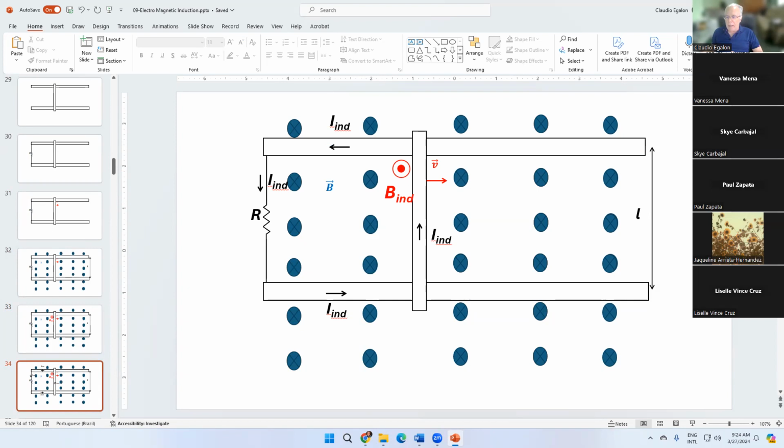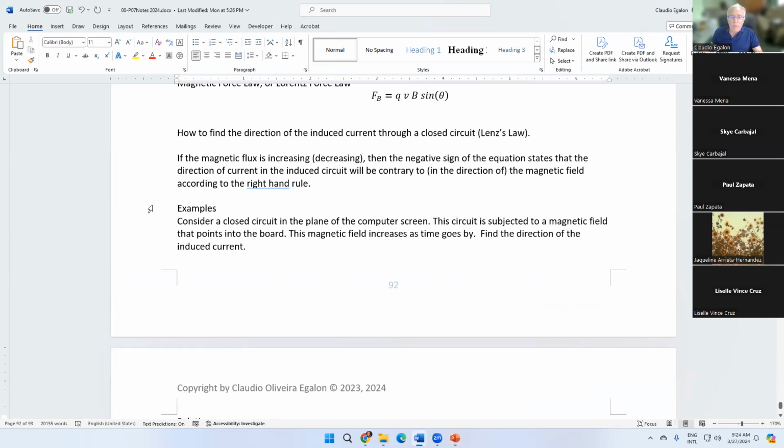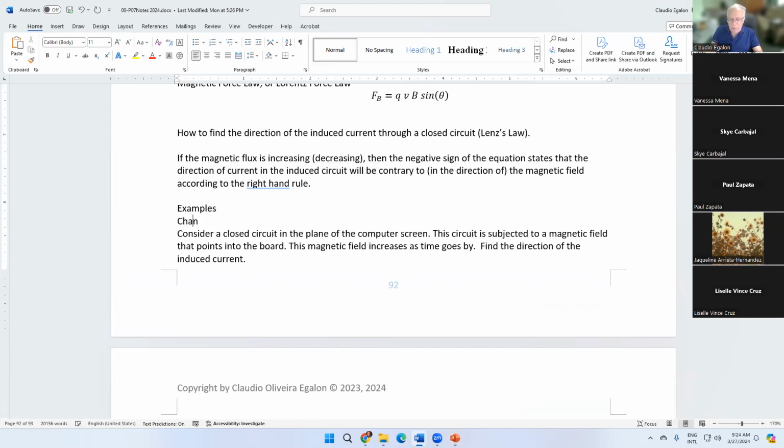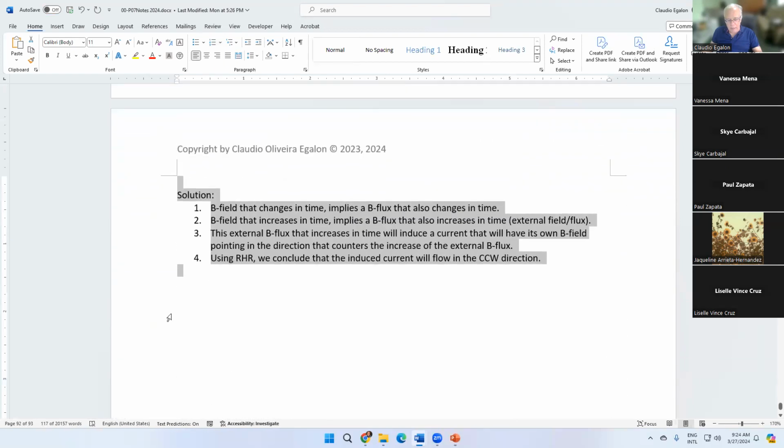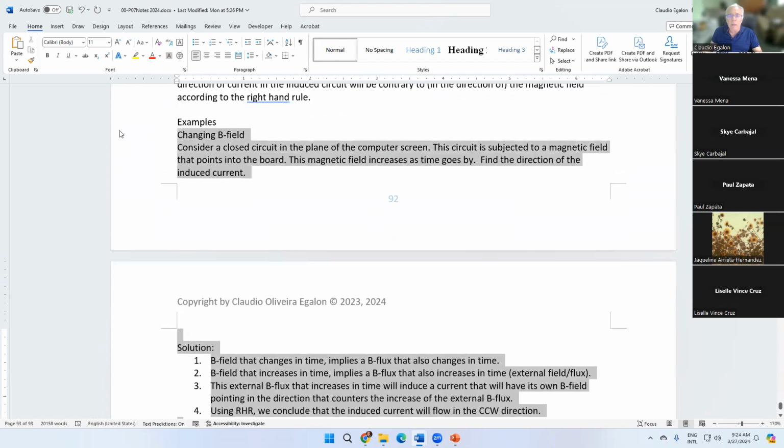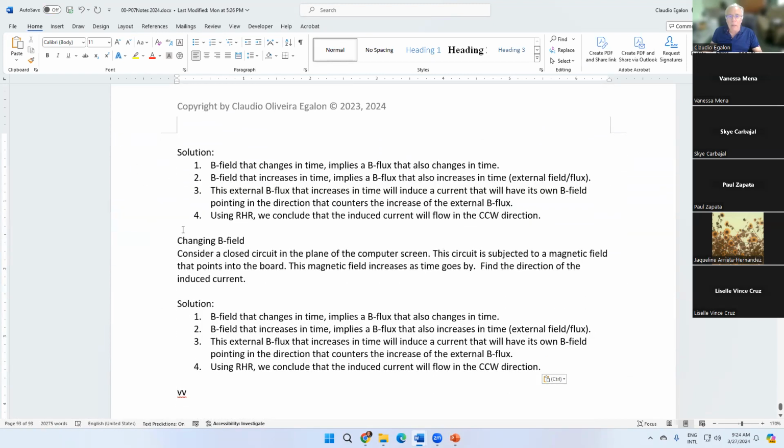Okay, another example. Changing B field. The other one is going to be changing B field. Motional, we call that motional EMF. Consider a railroad track. A railroad with two parallel tracks, right? With two parallel tracks. Don't forget, those are made of conducting material.